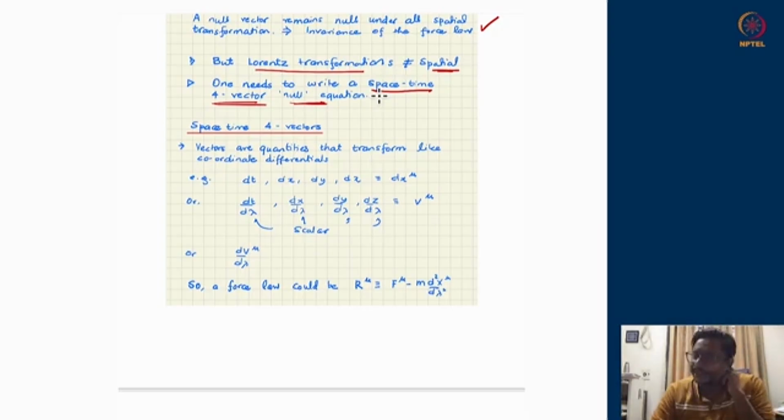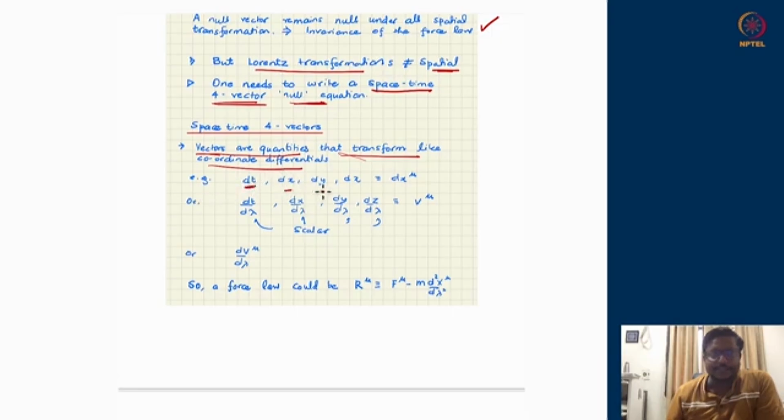In order to do that, we need to know what the space-time 4 vectors are. The same question could be posed in spatial 3 dimensions as well: what are the spatial vectors? In any dimensional space or space-time, more generally, vectors are those quantities which transform as the coordinate differentials. So dt, dx, dy, dz, these are the 4 coordinates in space-time.